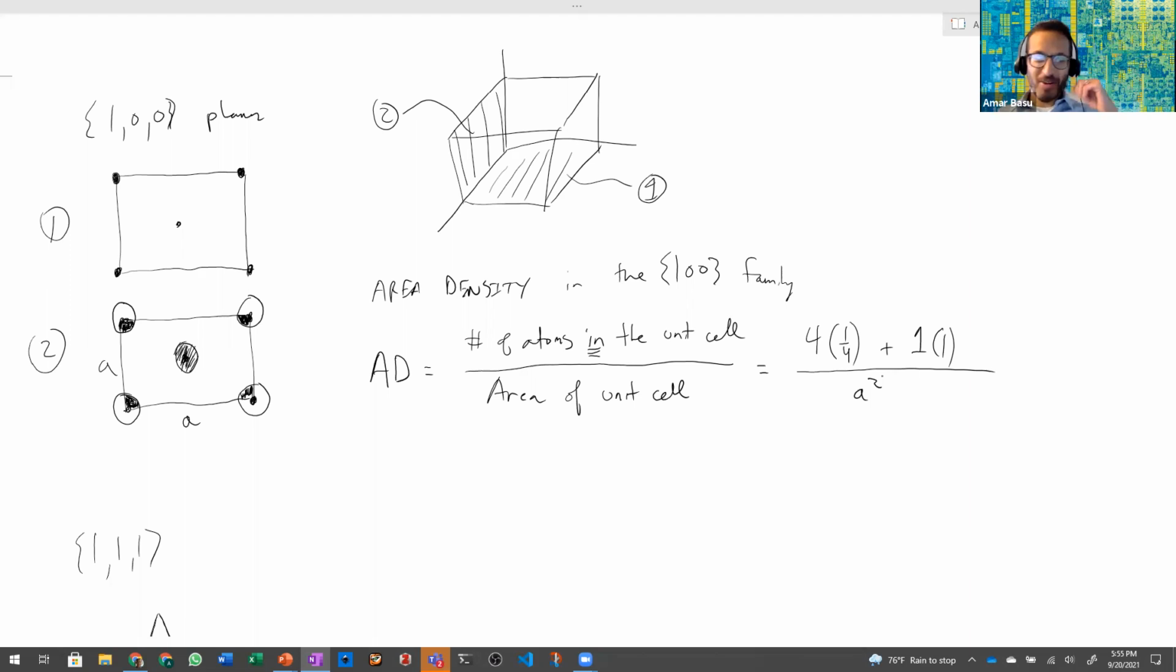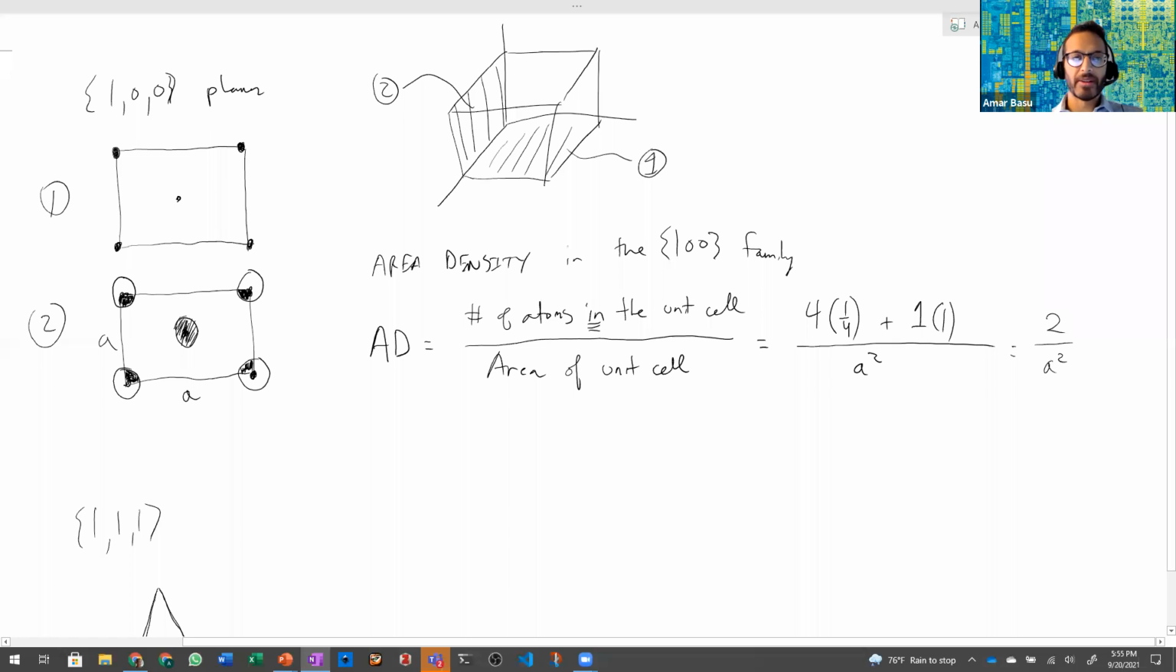Sorry about that. I had an open window. It started raining. Okay, so the number of atoms in the unit cell is going to be equal to 4 times 1/4. So that's 1 plus 1. So that's 2 divided by A squared. Okay, and we're just leaving it in variable form right now. But this is how you'd find the area density here.